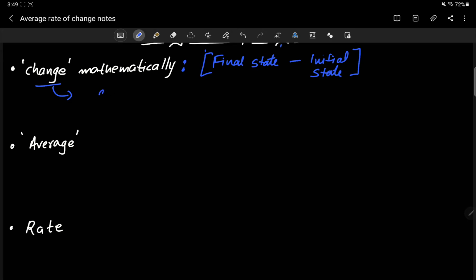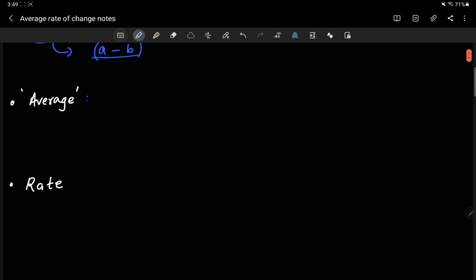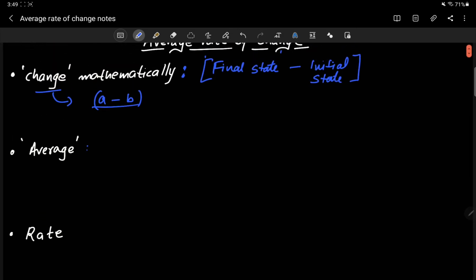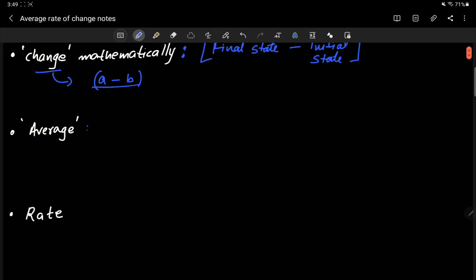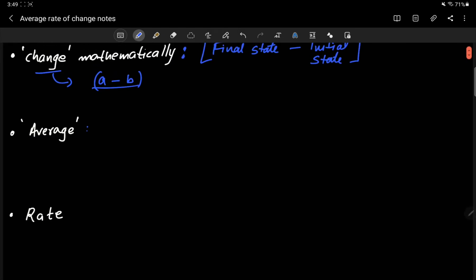Like A minus B. So the mathematical coding of change would be a subtraction. The next word here is average. With average, we take what we just defined, which is change, and we measure this change over a period.